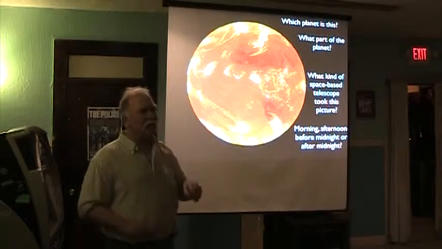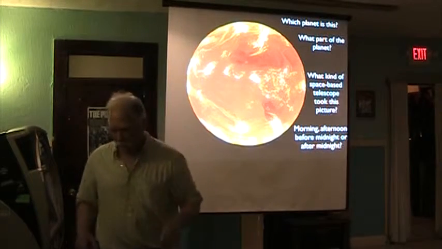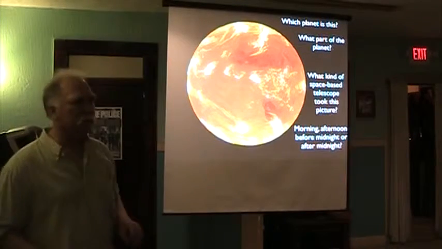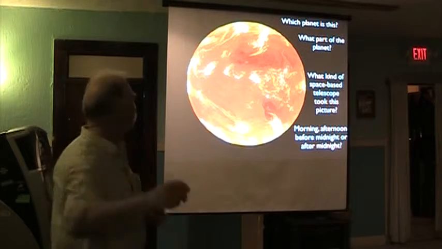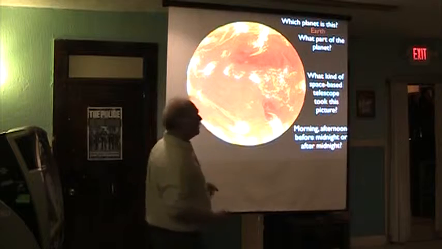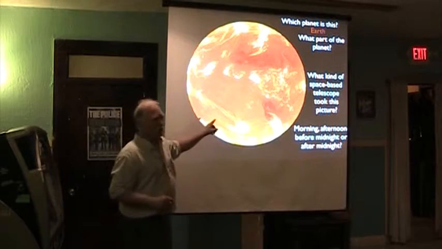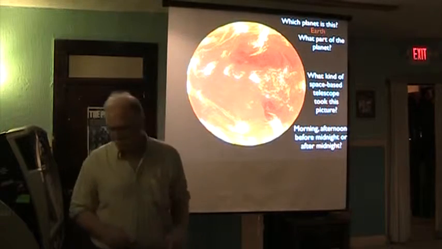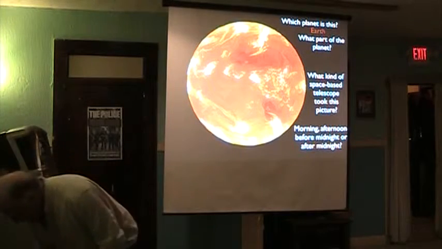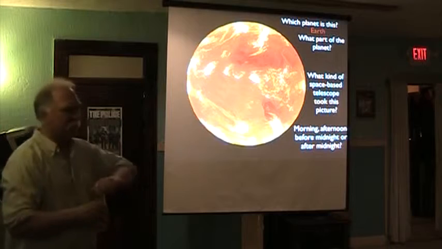All right, what planet is this? Barb, you can't answer. Mercury. Next guess. Mars. Next guess. Venus. Earth. Who said Earth? Good. Okay. What part of the planet? This is Earth. What part of Earth? What hemisphere? Come on. Can't see any features. Yes, you can. I'm telling you, I can see features.